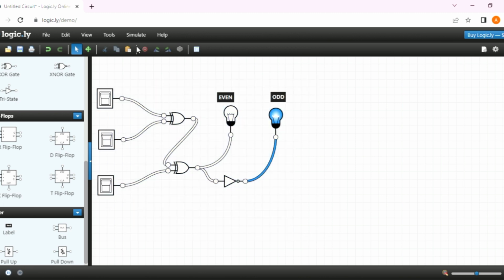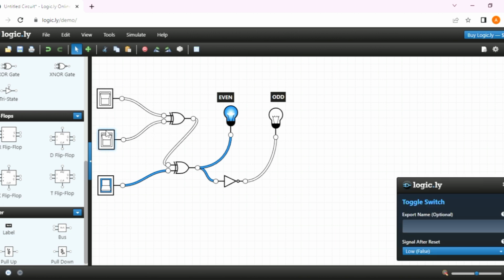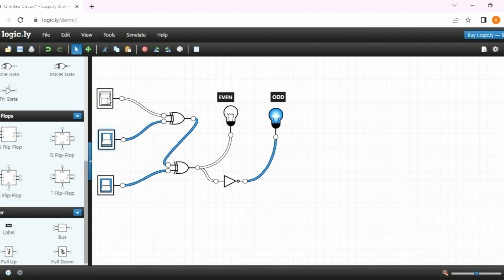parity generator. So first evaluating 0 0 0, that is no ones here, so it comes under odd parity. 0 0 1, that is one 1 here, it comes under even parity. 0 1 1, there are two ones here, it comes under odd parity. 1 1 1, it comes under even parity, as there are three ones here. So this is the circuit diagram of the parity generator.